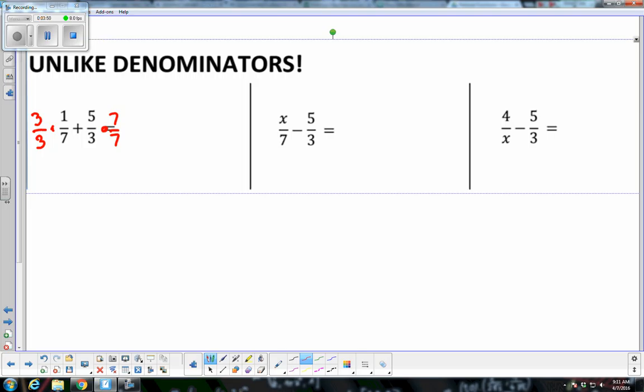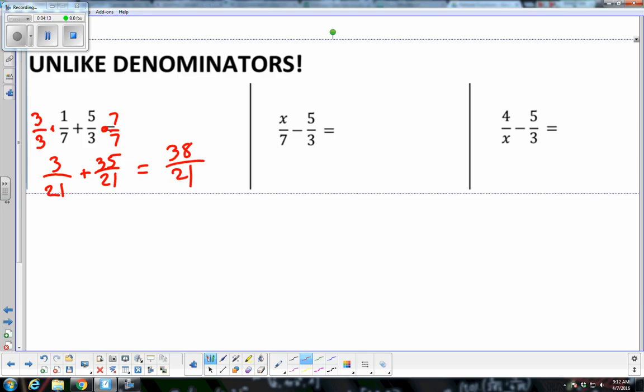So working that out, 3 times 7, that's 21, and 3 times 1 is 3. And then over here, I'll have 5 times 7, that's 35, and this 3 times 7 is 21. So now we'll add those two together, and 3 plus 35 is 38 over 21, and you're done.